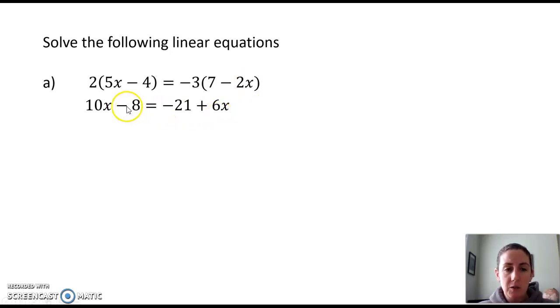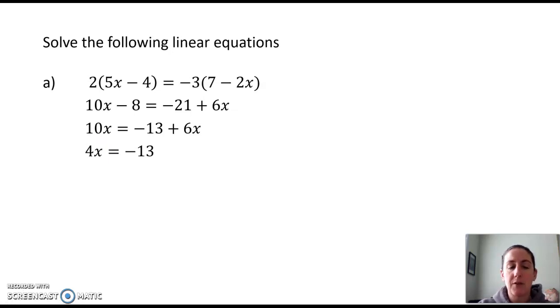Now we can add 8 to both sides. When we do, we get 10x equals negative 13 plus 6x. Now we'll need to bring this 6x over to the 10x by subtracting 6x from both sides, and we get 4x equals negative 13. Divide both sides by 4 and we get x equals negative 13 fourths.